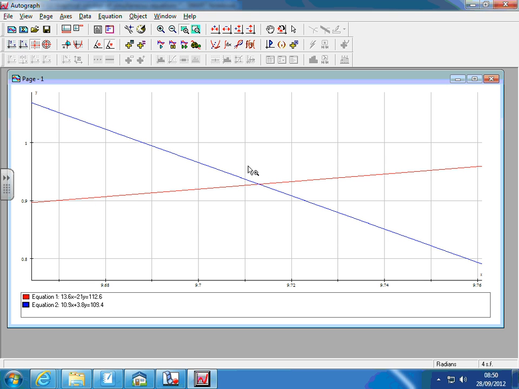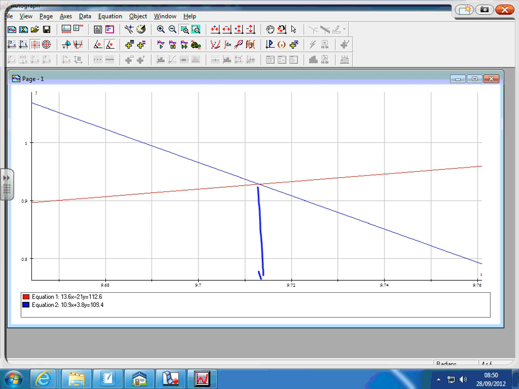Okay? So now I'd print that out, put it in, and estimate what the values are. So I can now look at this and go, right, x equals whatever that is, and y equals whatever that is. So you can use the software to solve simultaneous equations. Just save this into our notes.